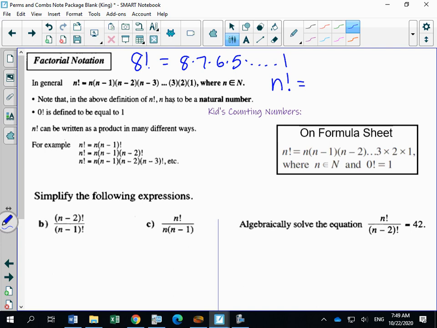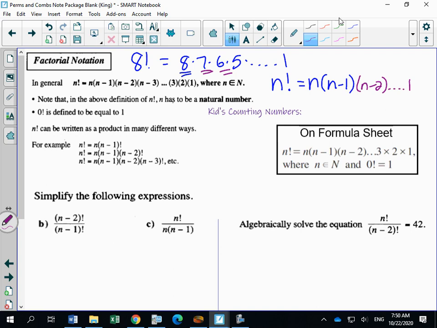And then what happens is each number after it would be, so we would write n, right? So I'd write 8. And then the next one would be n minus 1, which would be 7. And then after that, it would be n minus 2. And n minus 2 would be 6. And we keep going on until we get down to 1.